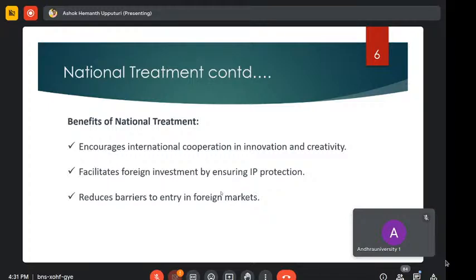So not only having IP, but this kind of national treatment should be there, then only foreigners also feel that their IPs are safe and protected, and we can easily trade between the countries, and we can establish and invest in our country or in any foreign country, whoever is compliant with the TRIPS agreement, whoever has national treatment. It reduces barriers to entry in foreign markets. That's what I said just now.